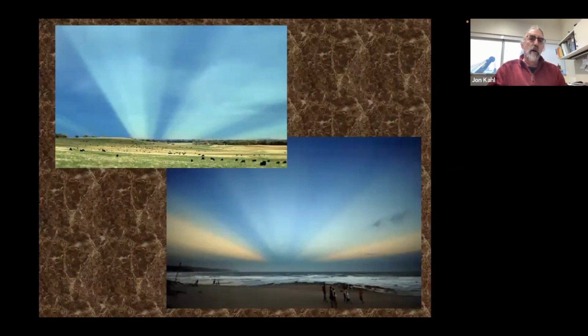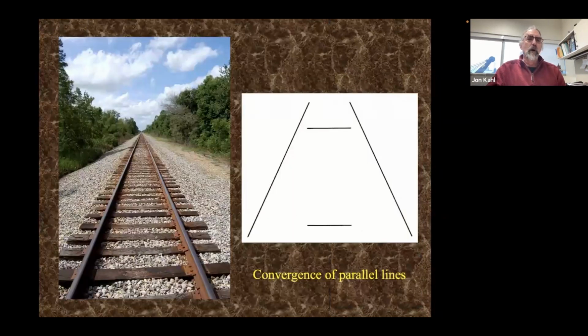The rays are all coming from the sun. They're all going in the same direction. They're parallel. But just like with the railroad tracks, at the top of the photo, it's very far away, and it appears that the lines converge. Well, the sun is even farther away, so it appears that the beams converge even though they don't.